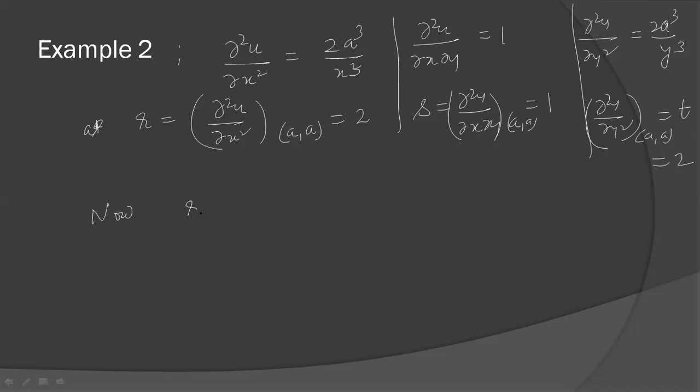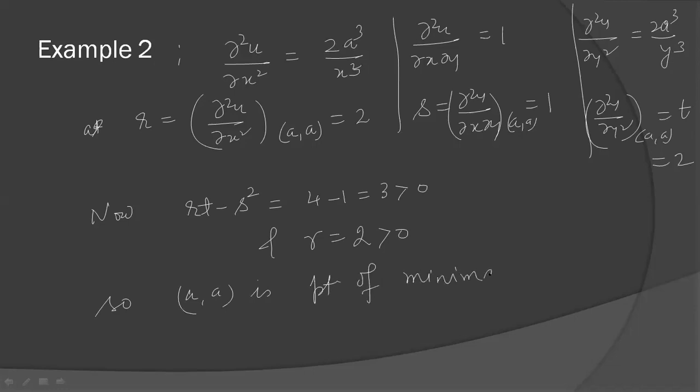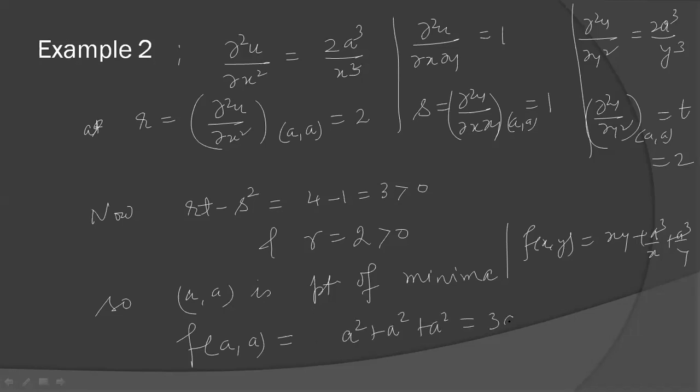Now check the Lagrange's condition. rt minus s square is 4 minus 1 is 3, greater than 0, and r equal to 2 is greater than 0. So (a, a) is a point of minima. What is the minimum value? We will get the minimum value at (a, a). So the minimum value will be f(x, y) which is xy plus a cube by x plus a cube by y. So f(a, a) will be a square plus a square plus a square, is 3a square. So the minimum value is 3a square and the point of minima is (a, a).